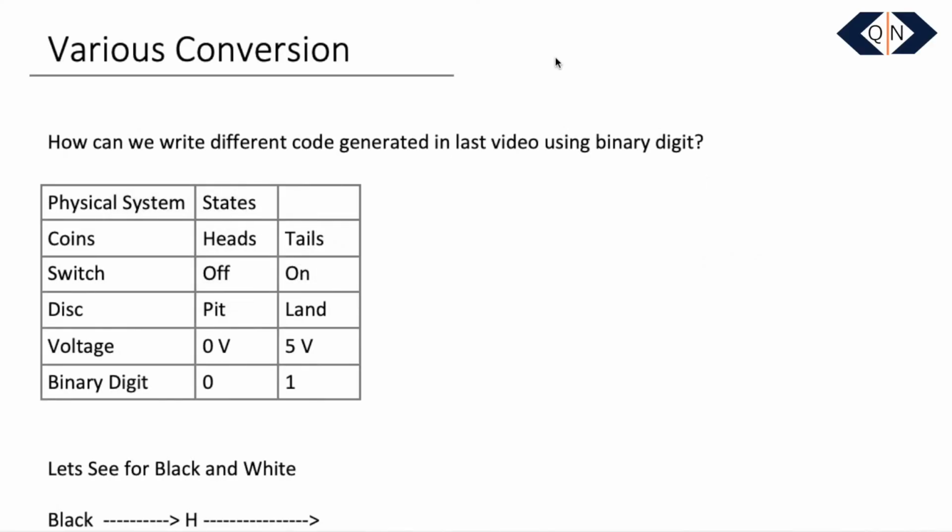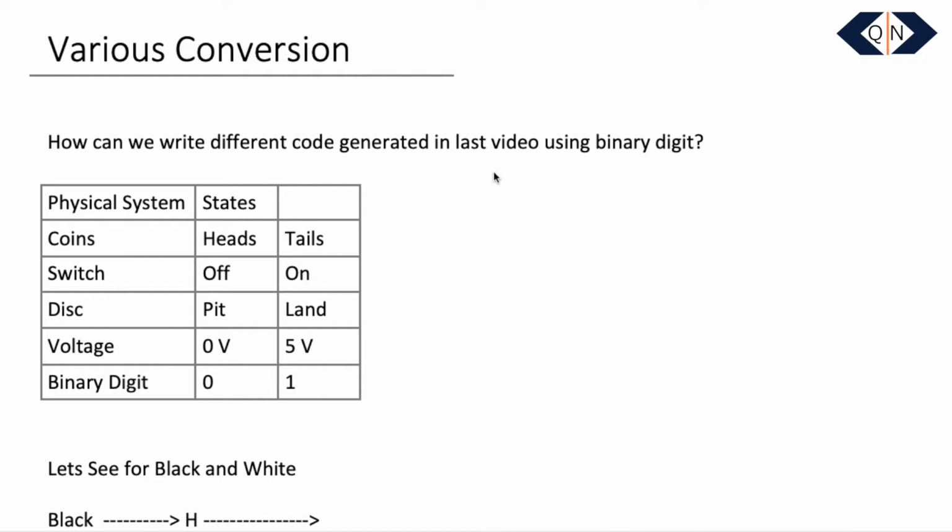Hello everyone. In the last video we have seen how we can codify various colors with the help of coin and dice. In this video we will see how we will write that codified thing into binary digits. So how can we write the different codes generated? In the previous video, if you have not watched it, I will be pasting a link. You can go and watch that.